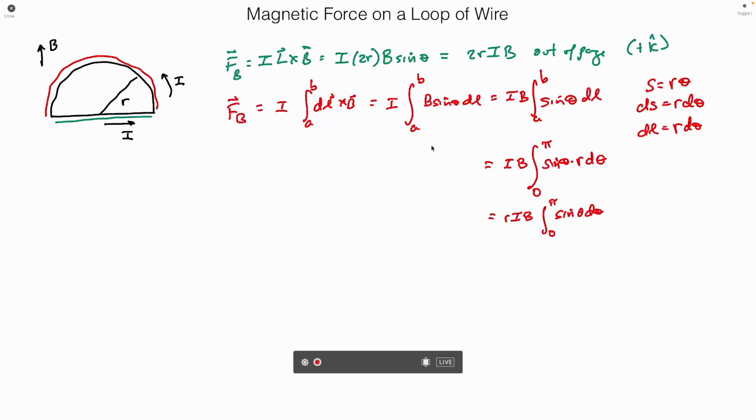Okay. So what's the integral of sine theta? Isn't it negative cosine, from 0 to pi? I don't know. I'm asking. I have no idea. It is negative cosine? Oh, goody. So let's see here. That's R I B times minus cosine of pi minus minus 1. Did I get that right?